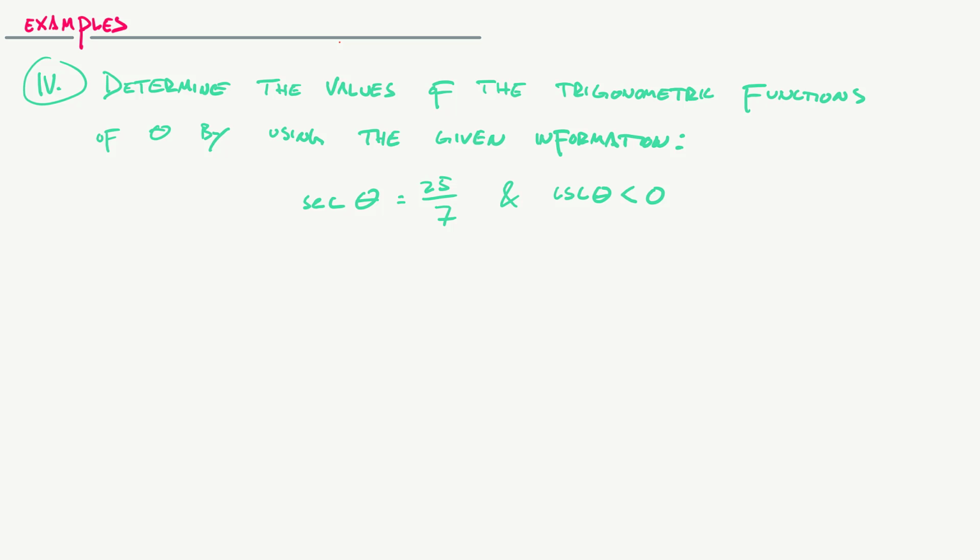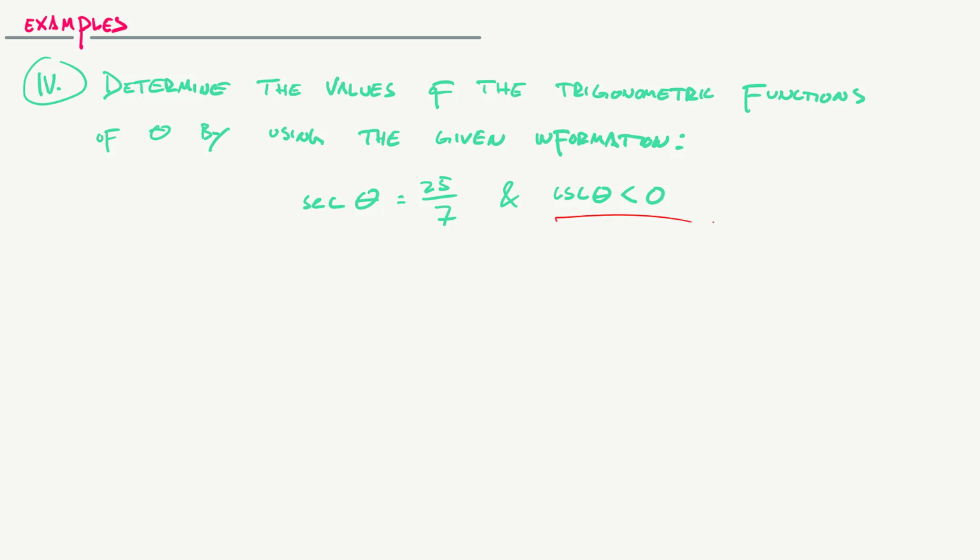And so again, to reiterate the question, what's the sine of theta? What's the cosine of theta? What's the tangent of theta? What's the cotangent of theta? What's the cosecant of theta, right? We don't even know that. We just know it's less than 0. Okay, so there's a little bit of stuff to unpack here.